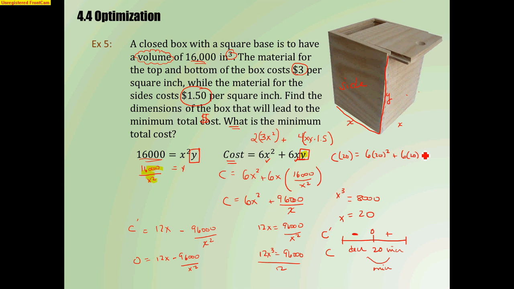Uh-oh, I need a y. How do I know what y is? I know x is 20. Y is 16,000 over 20 squared, which is 40. Therefore, the minimum total cost is $7,200.